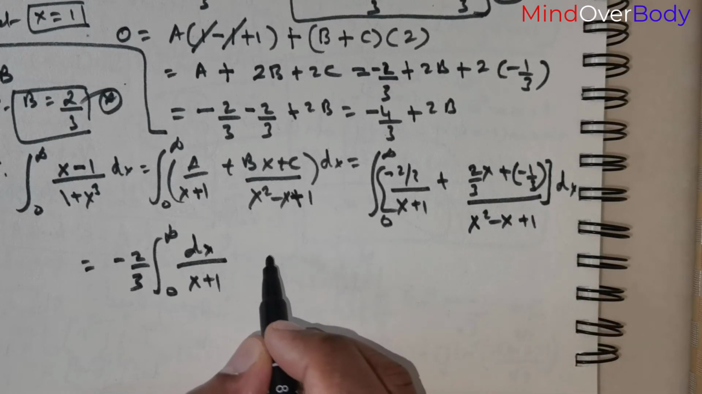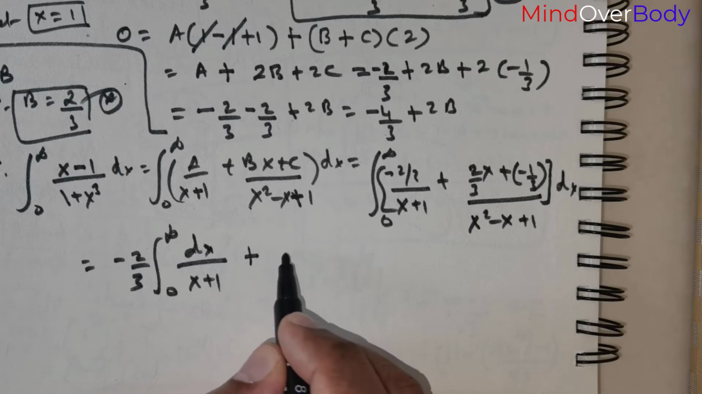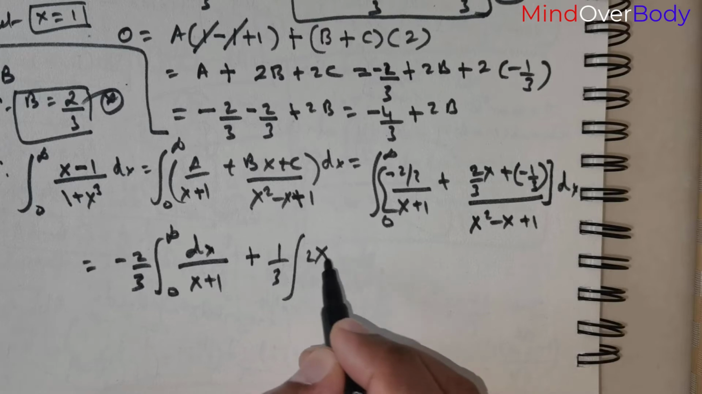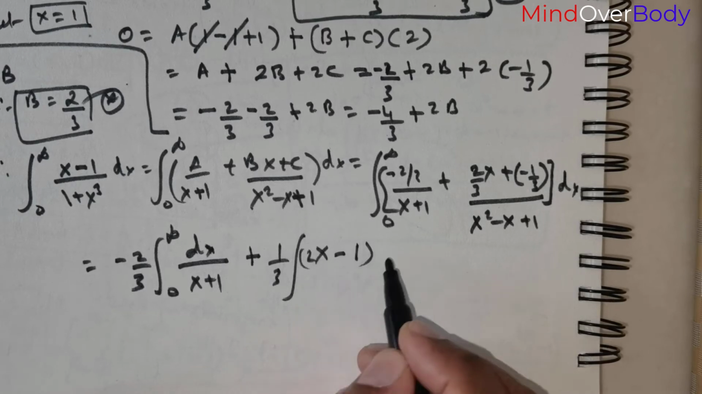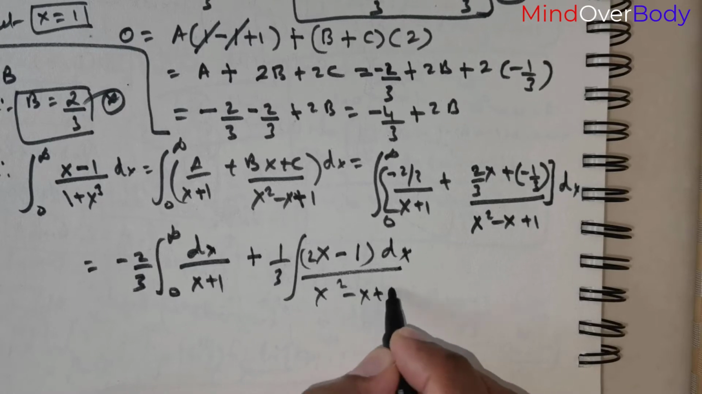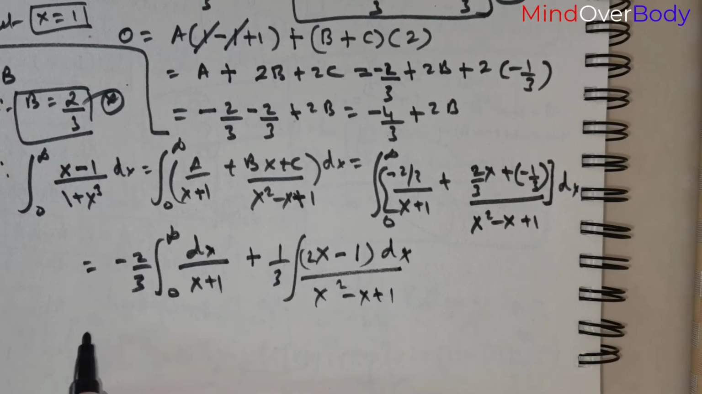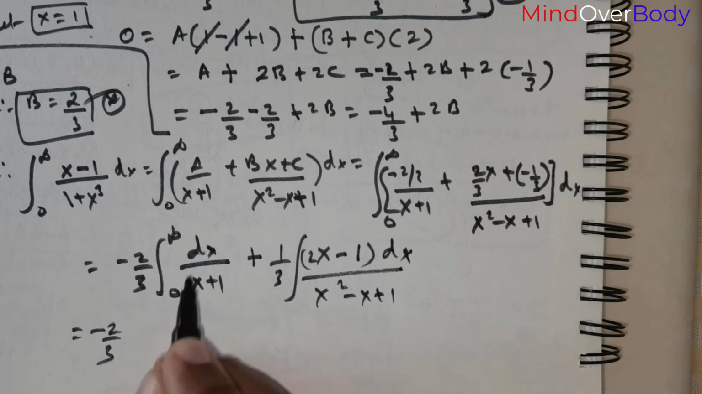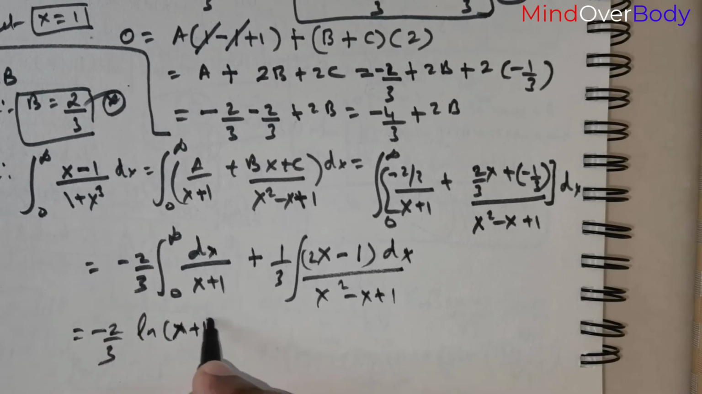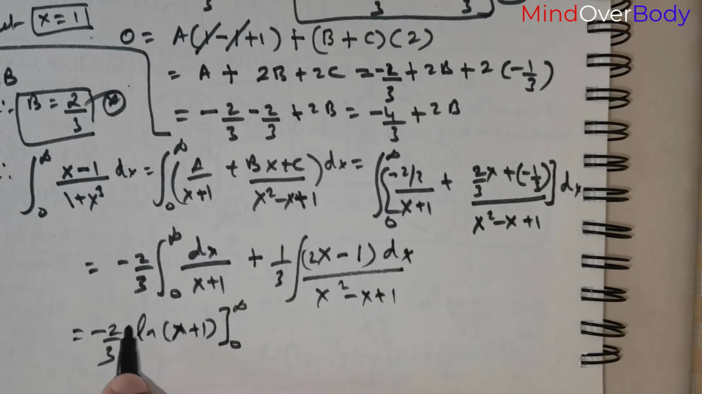I will take 1 over 3 out. So positive 1 over 3 out. So that is going to give me 2 times (x negative 1) times the dx divided by (x squared negative x positive 1). Now this is equal to negative 2 over 3 ln of (x positive 1), ln of (x positive 1). The limits are 0 to infinity.